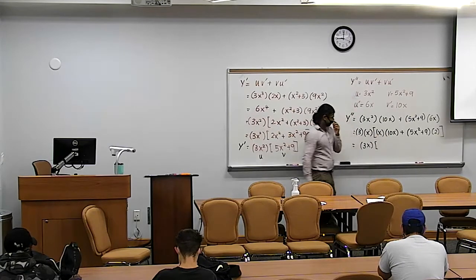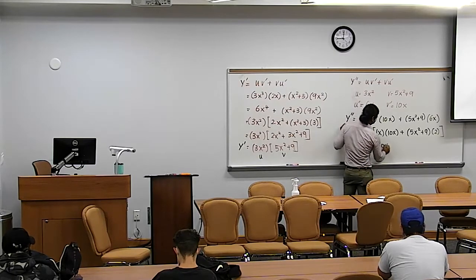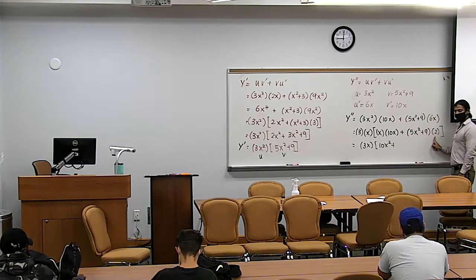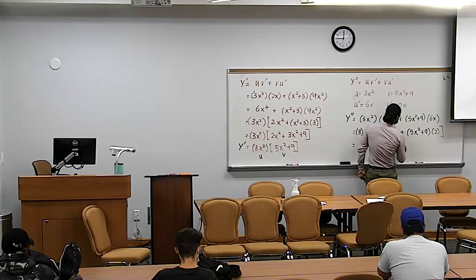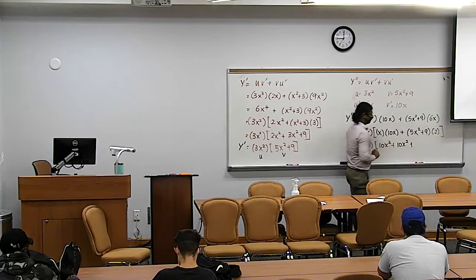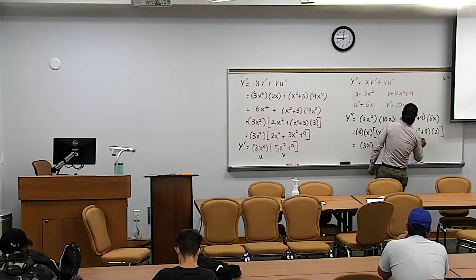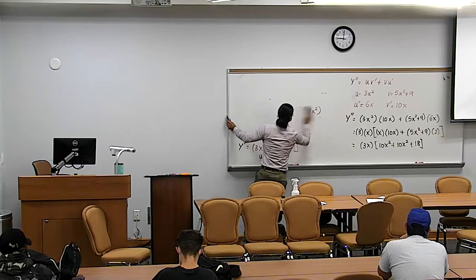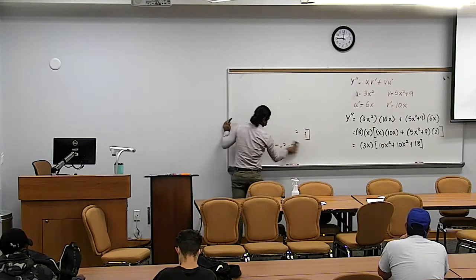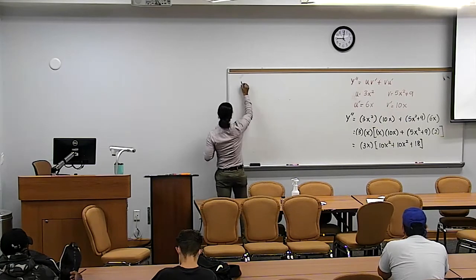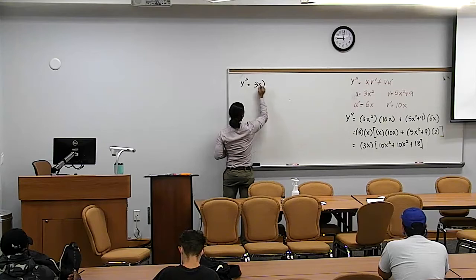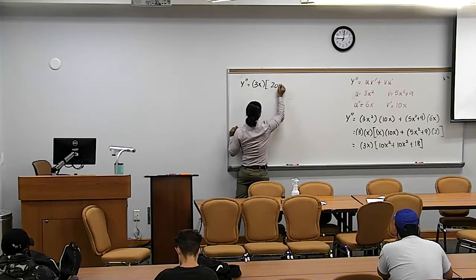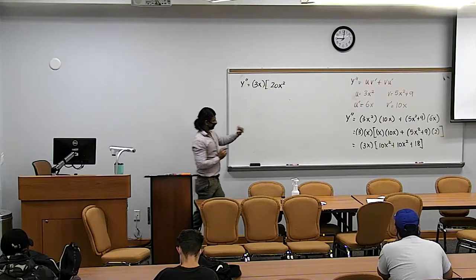x times 10x would be 10x squared. 5x squared times 2 is 10x squared. 9 times 2, 18. 10x squared plus 10x squared is 20x squared plus 18.